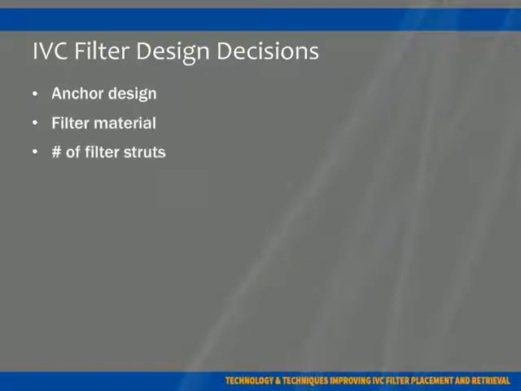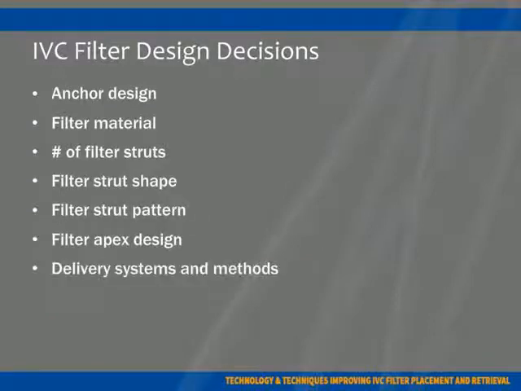When we look at our design decisions, we have to look at our anchor design. We need anchors that will hold the filter in place but still allow it to be retrieved. The filter material can be important because different metals may be more thrombogenic. And that gets into the number of struts. If you've looked at a lot of the filter designs over the past 5 years and you sit in your own lab and say, what filter do I want? If you have different reps come in and line them up, some filters have multiple struts, different length struts. Some have minimal struts. When you put the number of struts and the anchor design together, you get this issue of how well that filter will be able to stay in place.